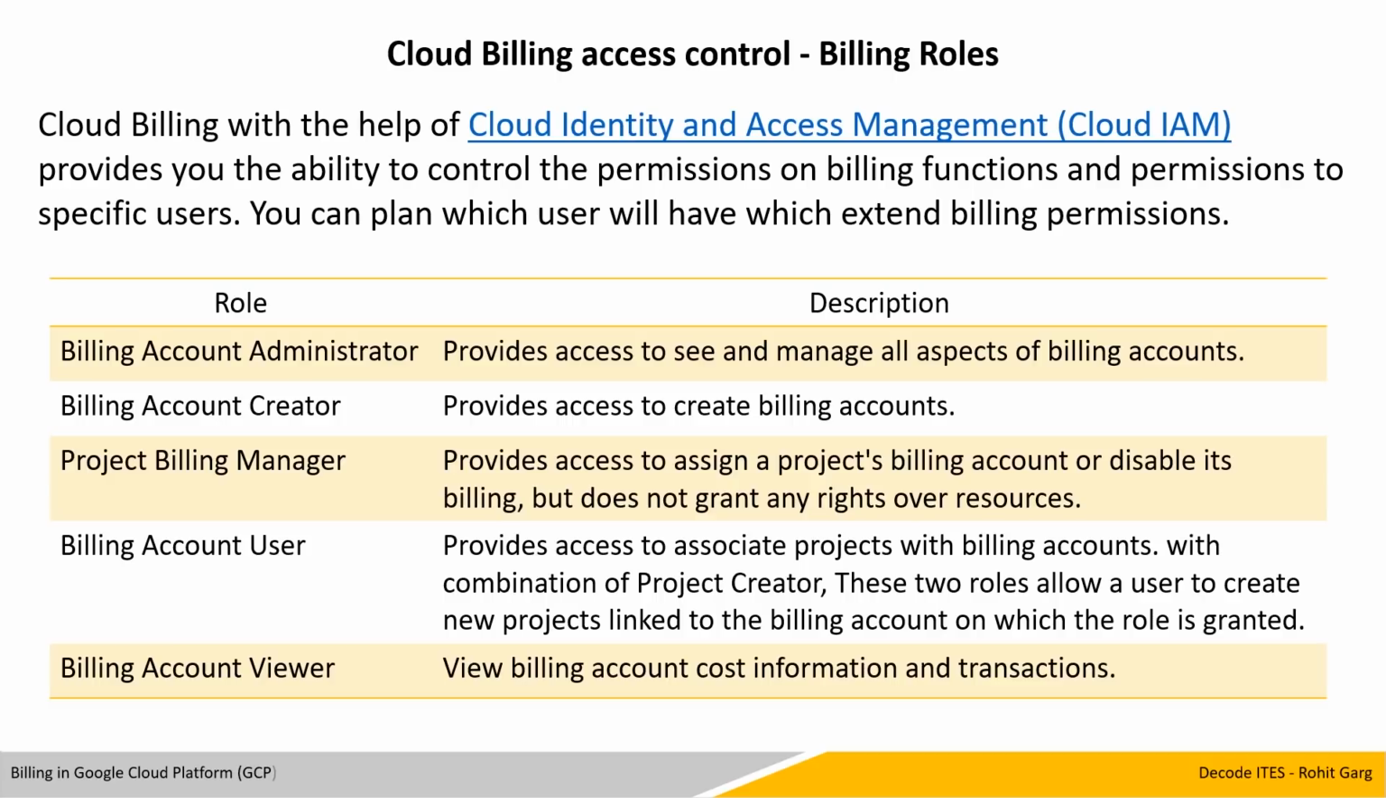Fourth is billing account user. Billing account user provides access to associate projects with billing accounts, and in combination with the project creator role, these two roles allow a user to create new projects and link them to a billing account. And last is billing account viewer. It will give you viewing permission of your billing account. It can see all the cost information and the transactions, but it can't make any changes or modify anything.